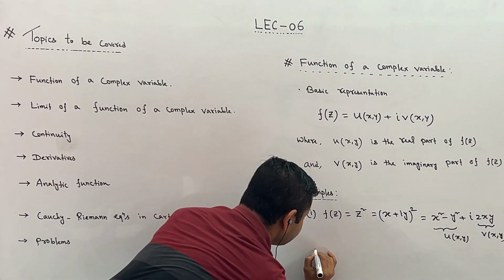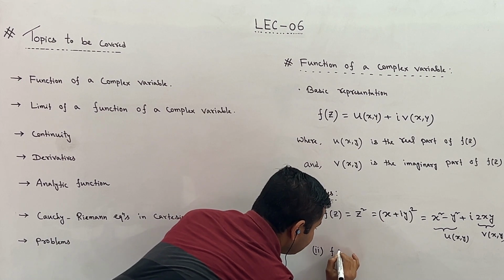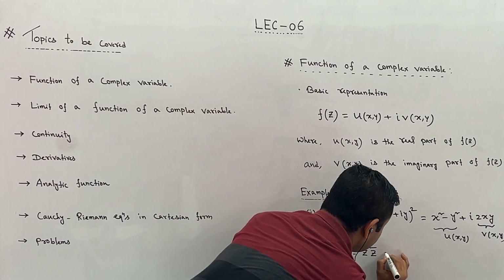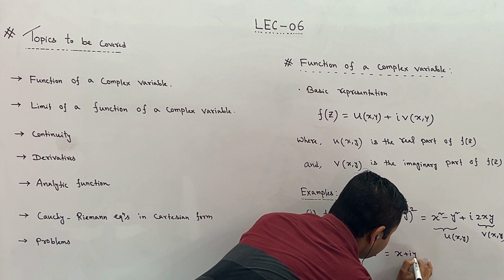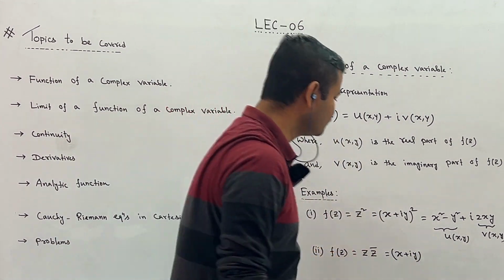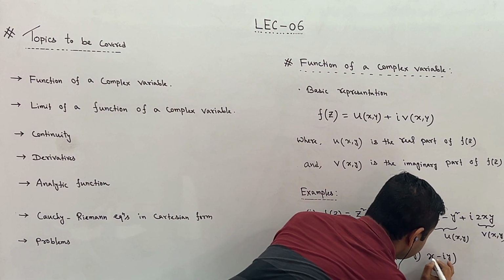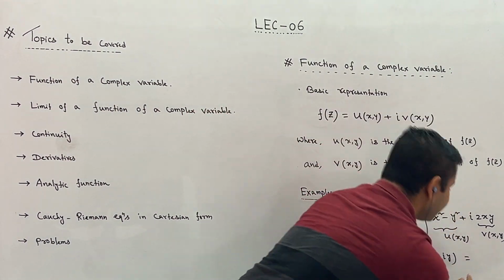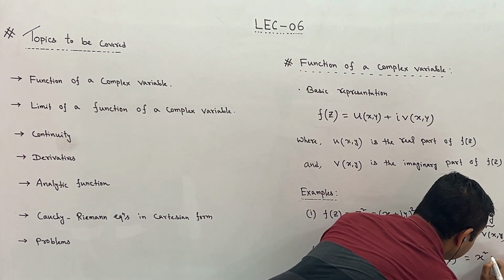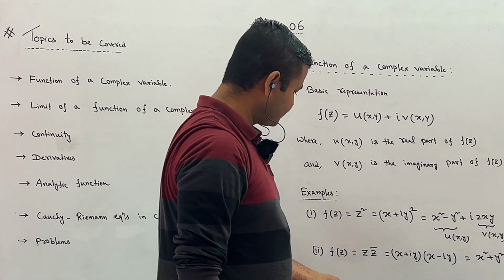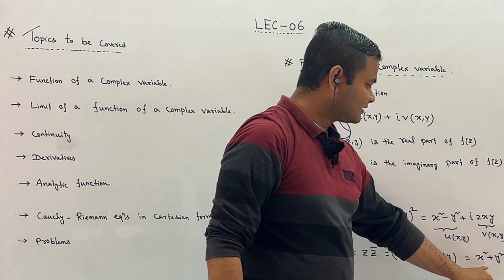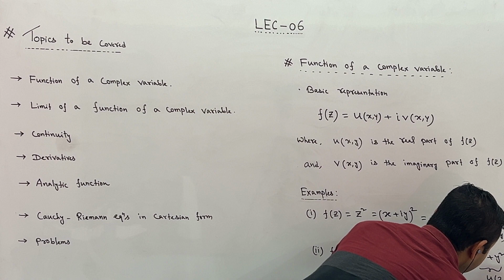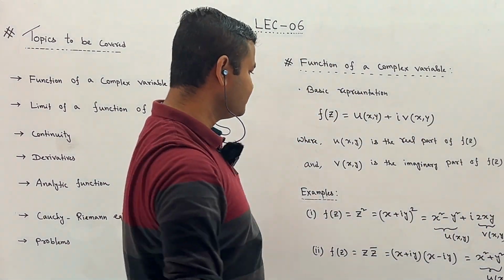Next example is f of z equal to z into z bar. So we know that z equal to x plus iota y, and complex conjugate of z will be equal to x minus iota y. Now apply a plus b into a minus b formula. If we apply, we will get a square minus b square, x square plus y square. So we have seen that for this function, the real part is x square plus y square and imaginary part is 0. So this is the real part, and imaginary part will be equal to 0.